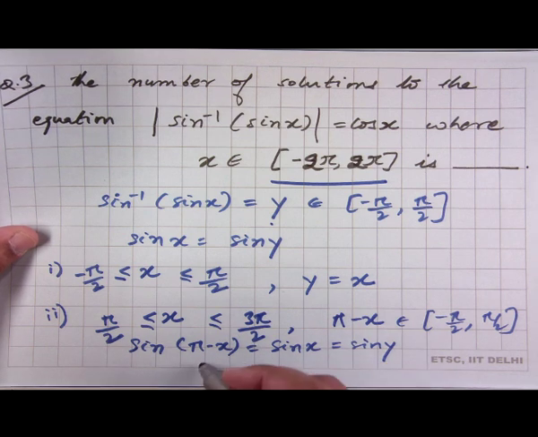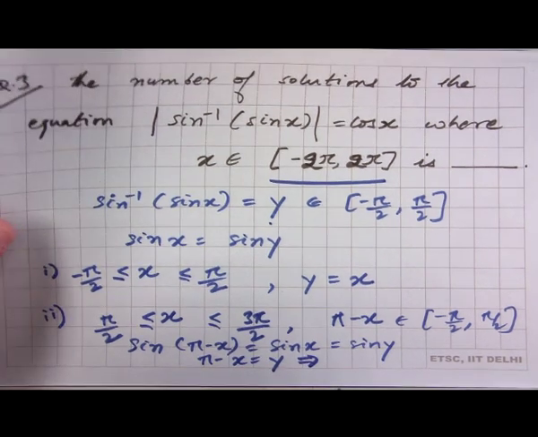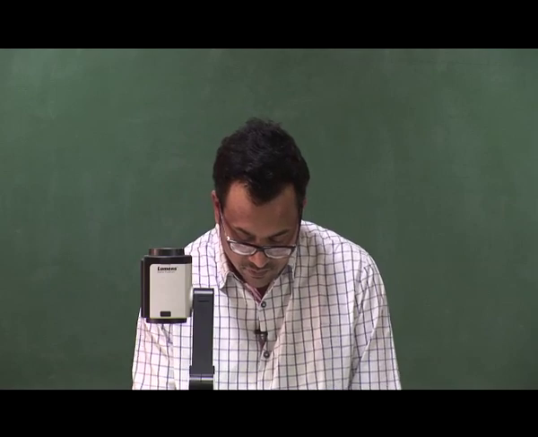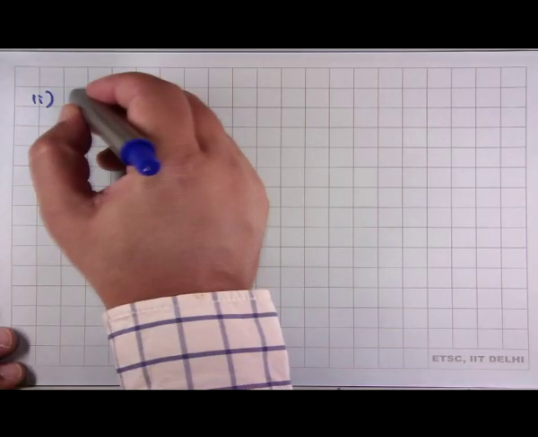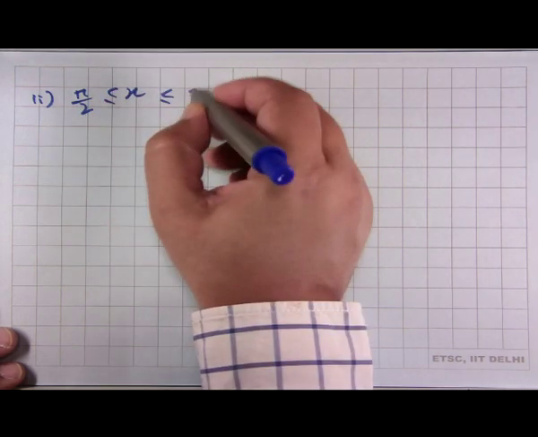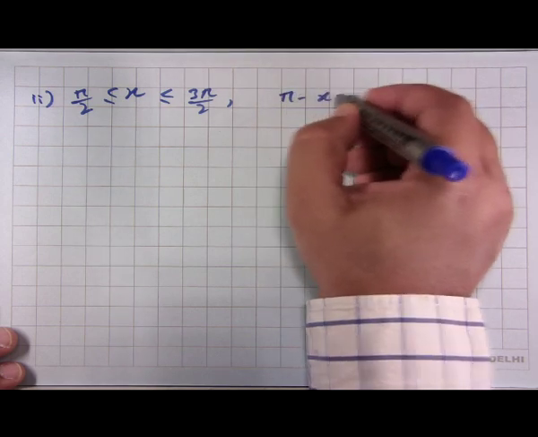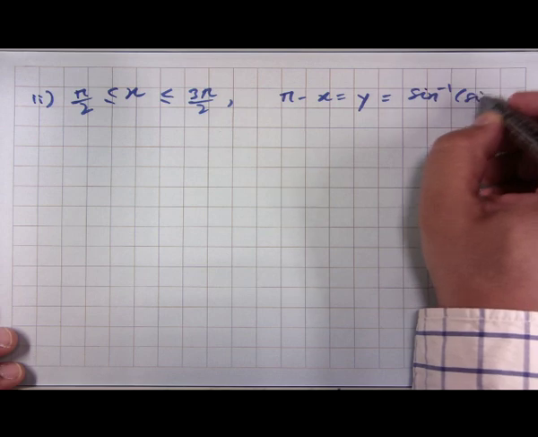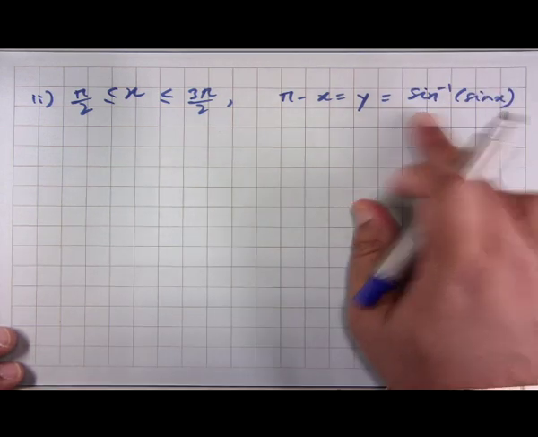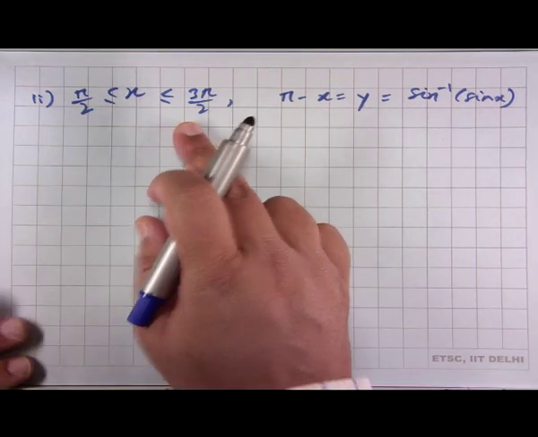So what is implied from here is that pi minus x is equal to y. For the second case, which is x greater than or equal to pi by 2 and less than or equal to 3 pi over 2, what we have is that pi minus x is y, which is sine inverse of sine x. Therefore sine inverse of sine x is pi minus x if x belongs to this interval.